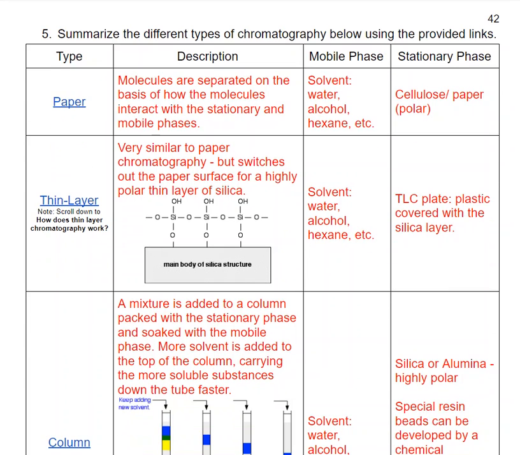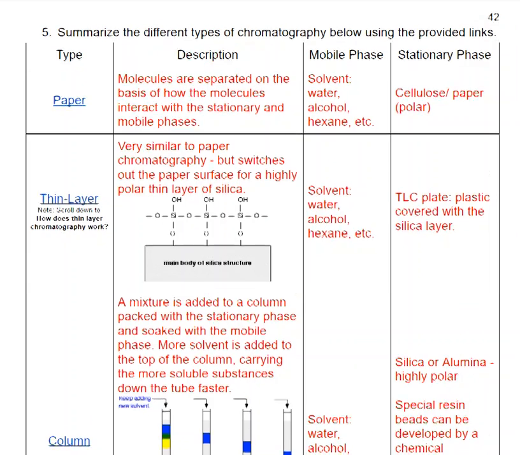This is a chart that summarizes the different types of chromatography. So we have paper chromatography, which we've gone over a bit. Those molecules are separated on the basis of how they interact with the stationary and mobile phases. My mobile phase is going to be a solvent: water, alcohol, hexane, whatever. And my stationary phase is going to be cellulose, or paper, which is moderately polar.